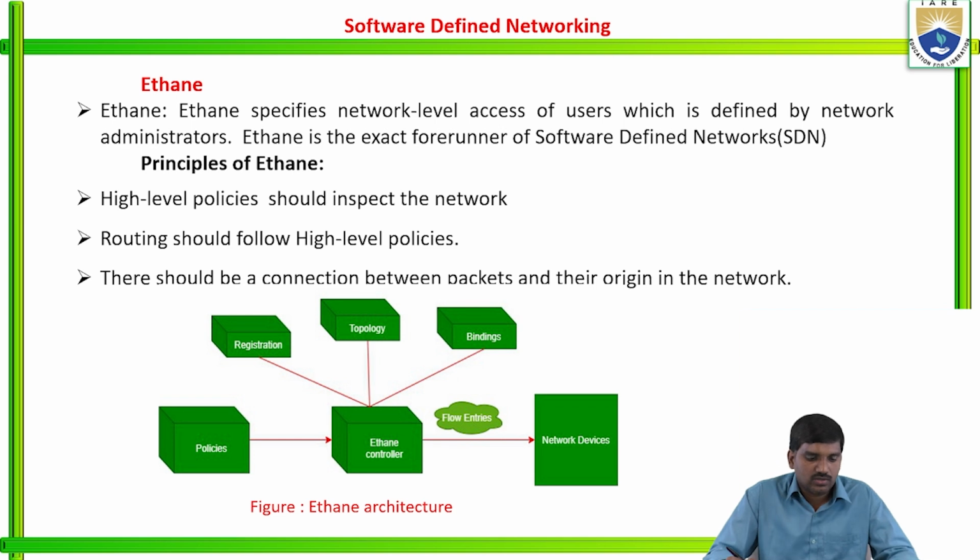So the last one is Ethane. It specifies the network level access of users, which is defined by the network administration. Ethane is the exact forerunner of software defined networking, like that. These are its principles: high level policy should govern the network. That is the first principle. The second one, routing should follow high level policies. And there should be a connection between packets and their origin in the network.